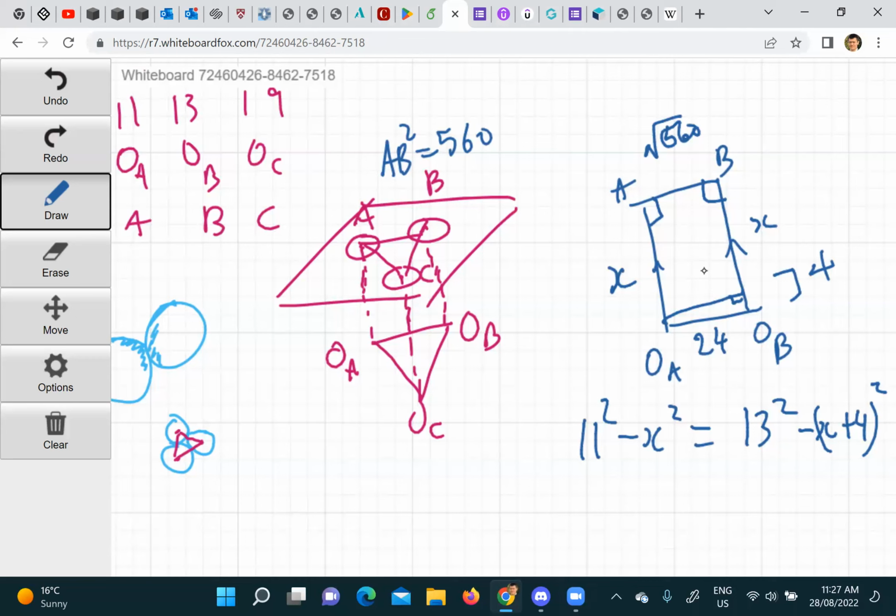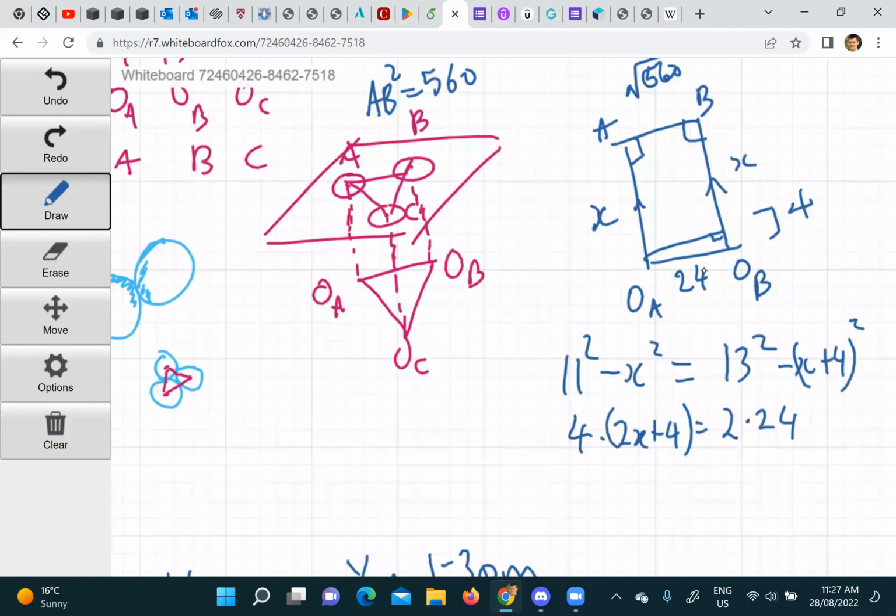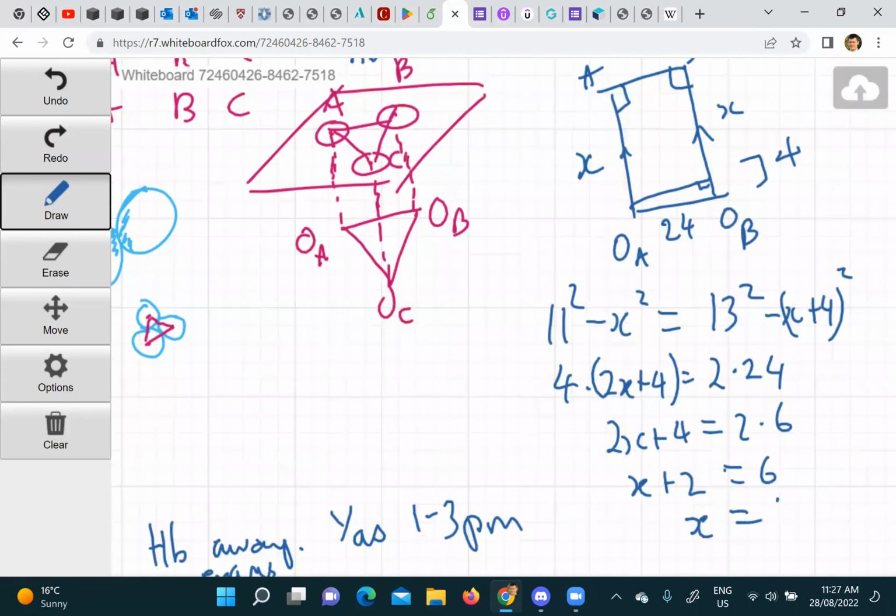Okay, so 13 squared minus 11 squared is 2 times 24. (x plus 4) squared minus x squared is 4 times (2x plus 4), right? So then just cancel out. 2x plus 4 equals 2 times 6. x plus 2 equals 6. x equals 4. Wow, well done. Now we know the perpendicular distances from the plane to each of OA and OB. So you can do the same thing for the other side.